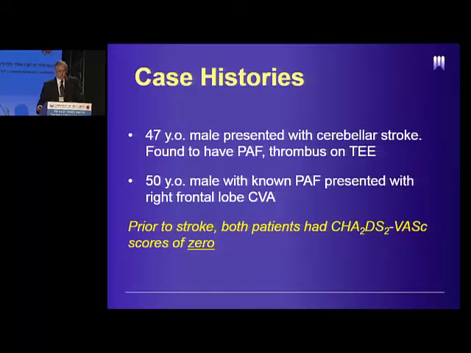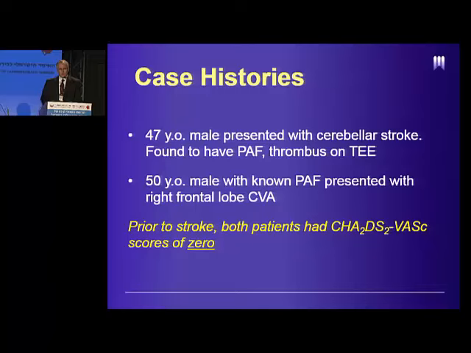Then the second one is a 50-year-old male who I'd been taking care of, who had paroxysmal atrial fibrillation. Again, no other medical problems. And one day he came into the office acting a little funny and ultimately was diagnosed with a right frontal lobe CVA. Both of these patients, prior to having their stroke, would have had a CHA2DS2-VASc score of 0 and would not have been treated for their atrial fibrillation.